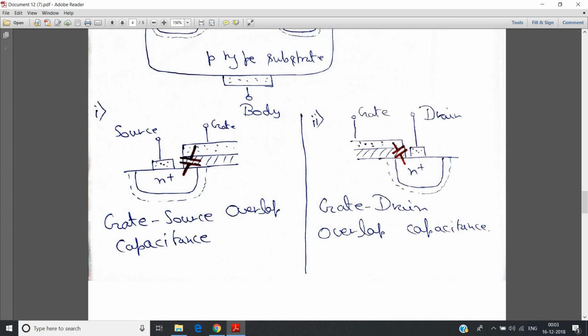See, gate, then basically dielectric medium, which is the SiO2 oxide layer, then there is a small overlap region of gate with the source, which will act like another plate of the capacitor. So it will form gate-source overlap capacitance. Clear? Same thing goes for gate-drain overlap capacitance. I hope you can clearly understand from this picture itself. Okay, so this is another capacitance concept, the overlap capacitance concept in MOSFET.